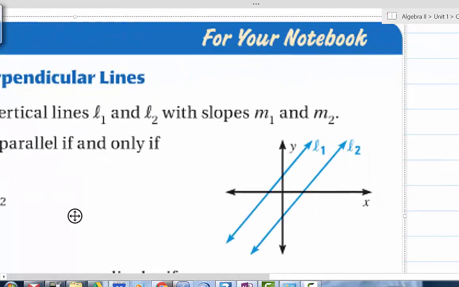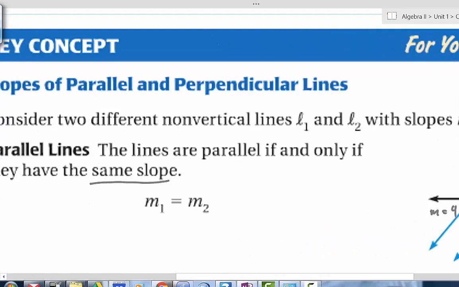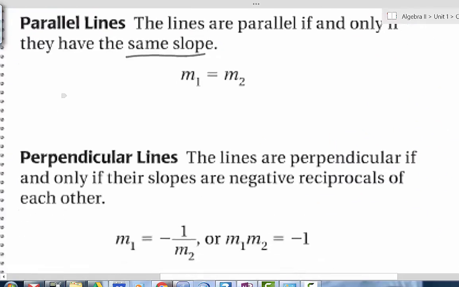If you look at this line right here, the slope for this line would be the same as the slope for this line. So if this slope is equal to 4, that slope is equal to 4. That's what it means by saying m1 equals m2.